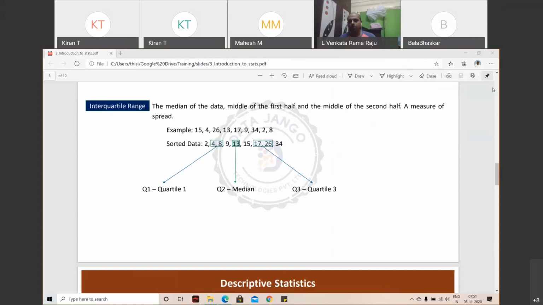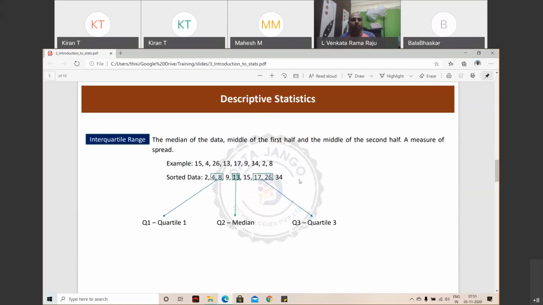This median understanding, most people will confuse that. First, we have to arrange the data in ascending order, and then take the positional mean. That means if there are 11 records, the middle position means 5 on this side, 5 on this side, and the middle one, the sixth position, we have to take. This median is also called the positional average. If you understand that, then only you will understand the median. So the terminology is also important.